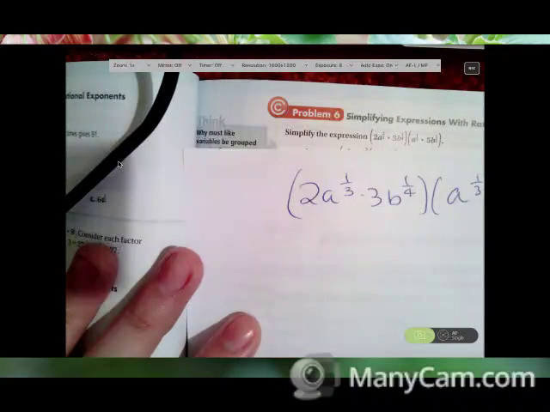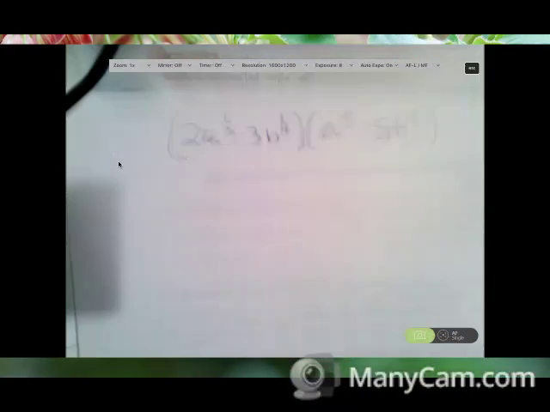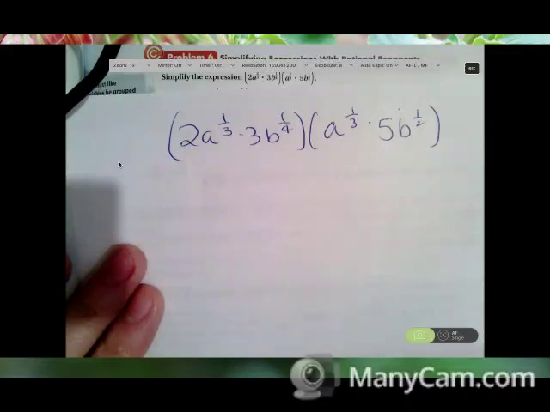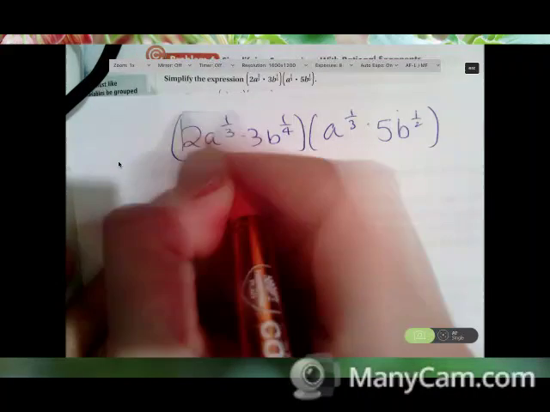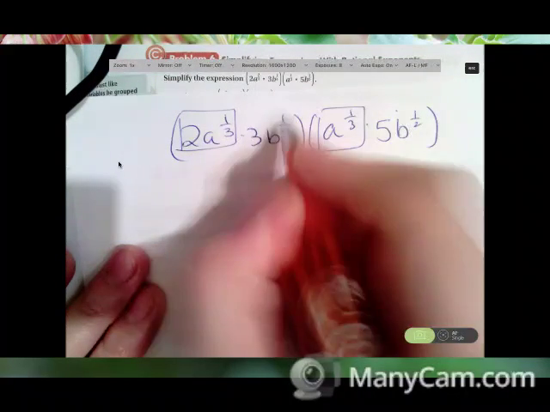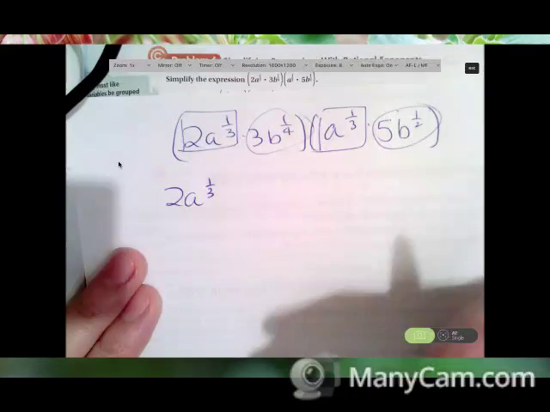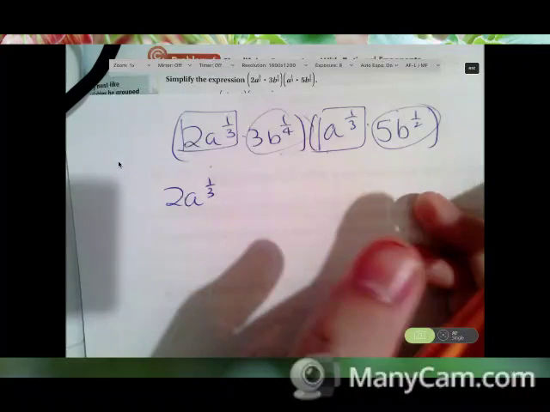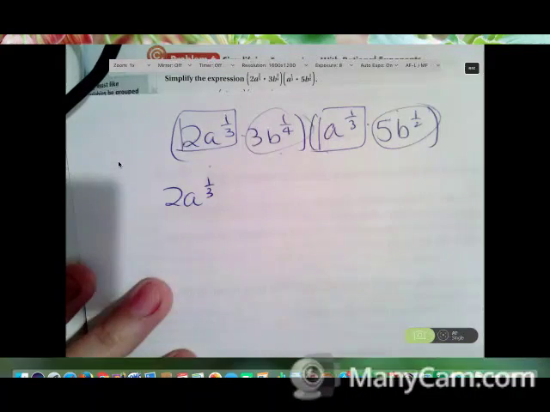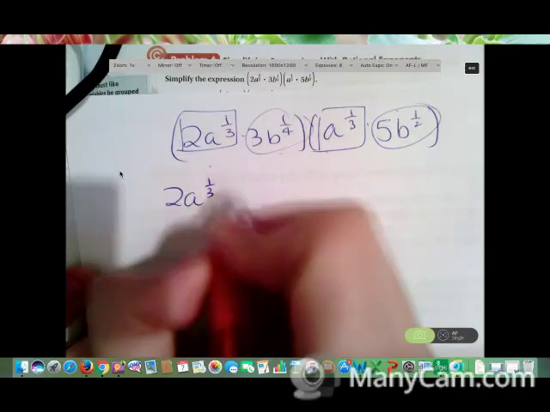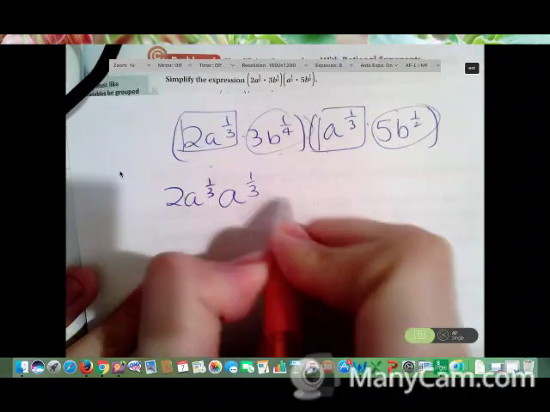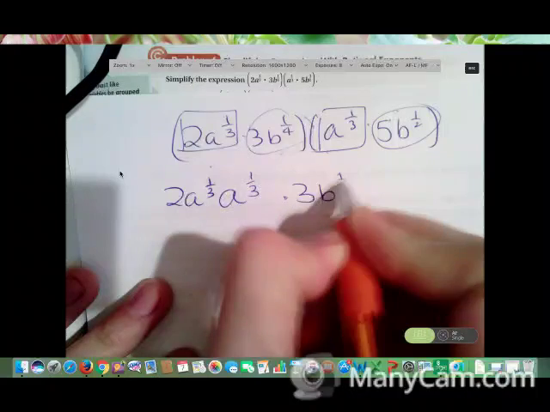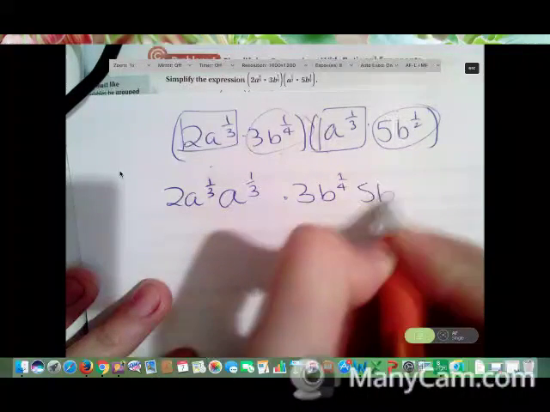Now, like we did in the previous problems, what I want to do is find what my a's are and what my b's are. So these are my a's and these are my b's. Let's rearrange that. I can rearrange it because this is all multiplying, and multiplying is commutative. So I have 2a to the 1/3 times a to the 1/3 times 3b to the 1/4 times 5b to the 1/2.